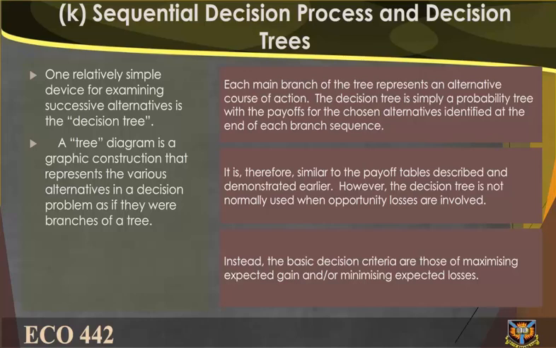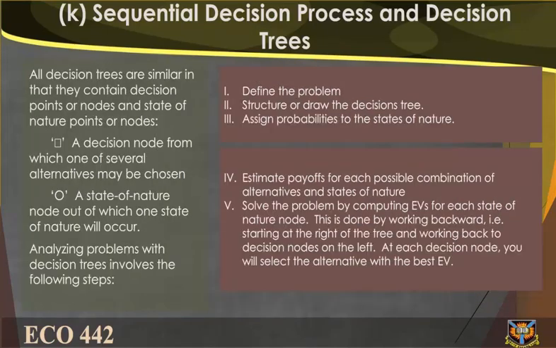However, the decision tree is not normally used when opportunity losses are involved. Instead, the basic decision criteria are those of maximizing expected gain and/or minimizing expected losses. All decision trees are similar in that they contain decision points or nodes and states of nature points or nodes. A decision node is one from which one of several alternatives may be chosen, and a state of nature node is one out of which one state of nature will occur.